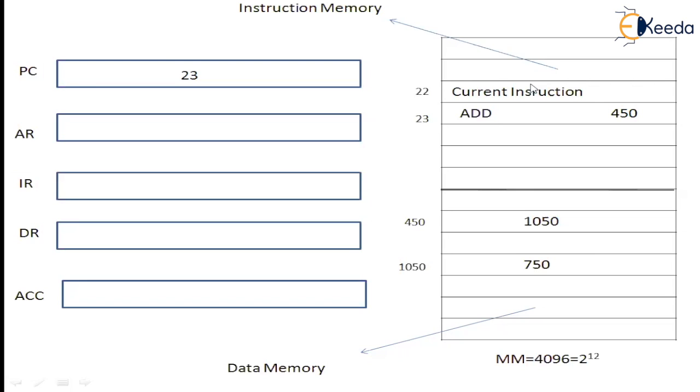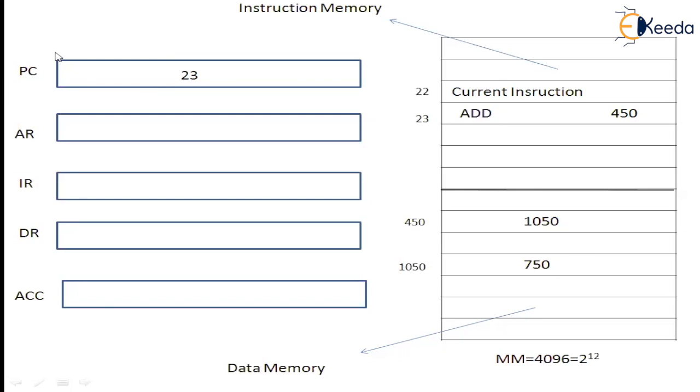And now, as the current instruction is executed by the CPU and stored within the instruction register, the next instruction's address will be held by the program counter, right? The program counter stores the address part of the next instruction. The current instruction is 22, which is available in the instruction register. The next instruction's address is 23, that is held by the program counter.